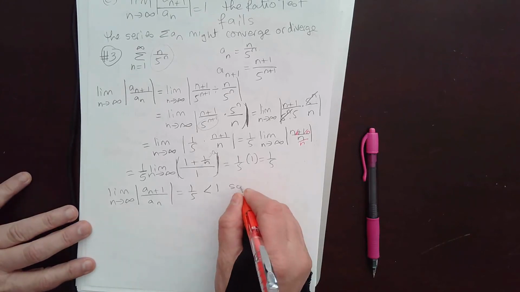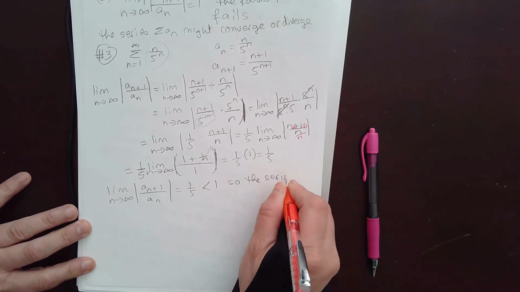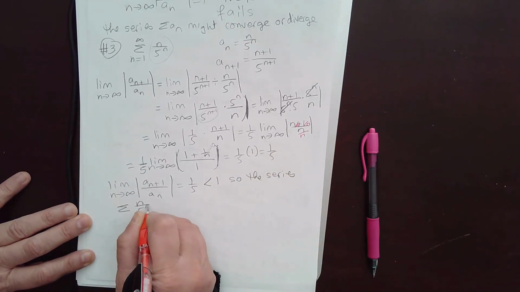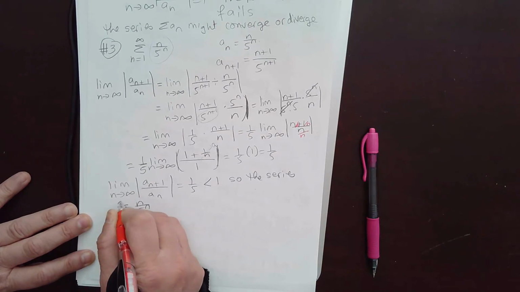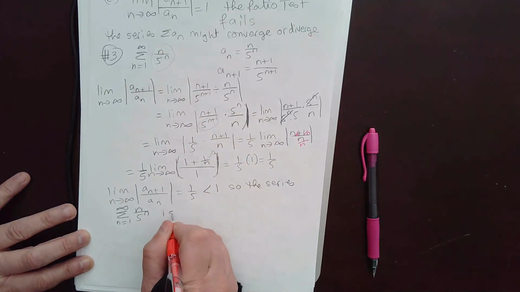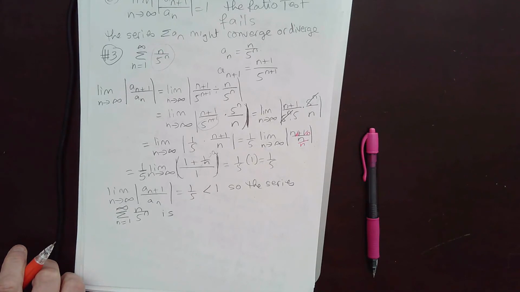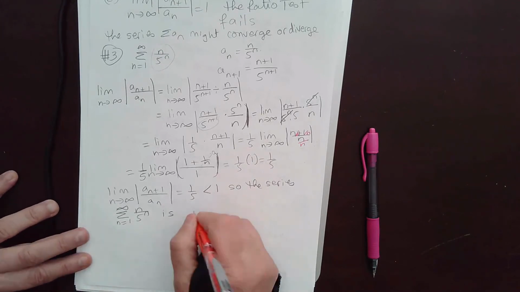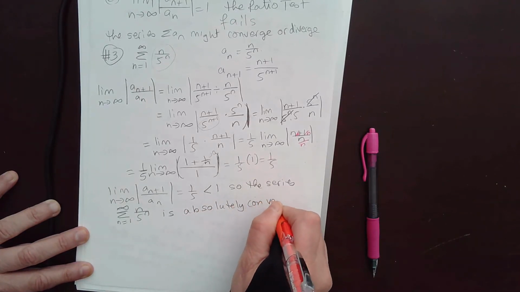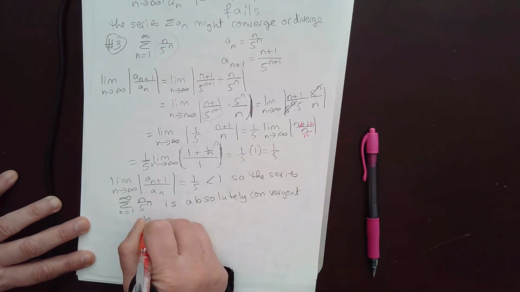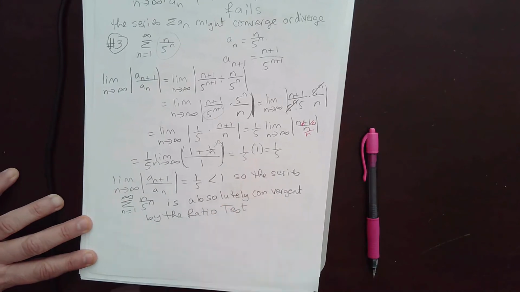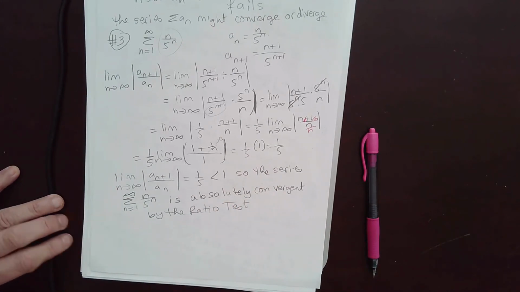So the series, the sum of n over 5 to the n, going from 1 to infinity, that's our problem, is absolutely convergent by the ratio test. So this is number 3.